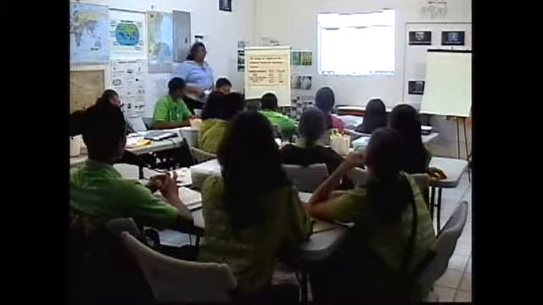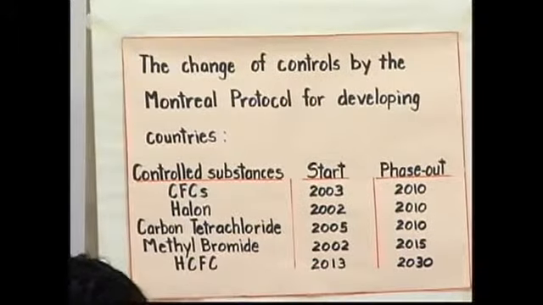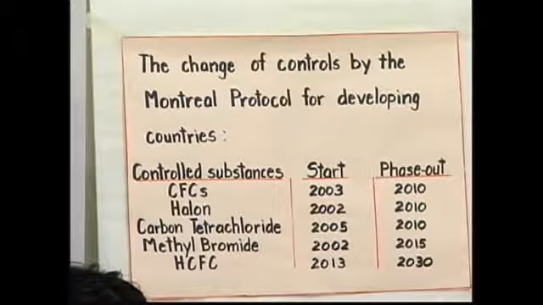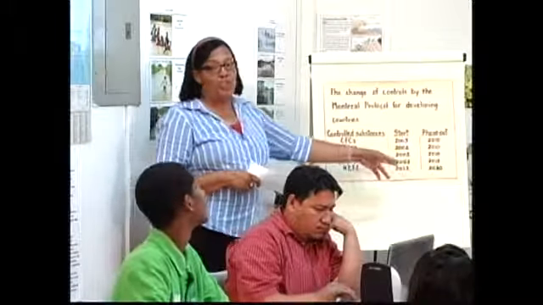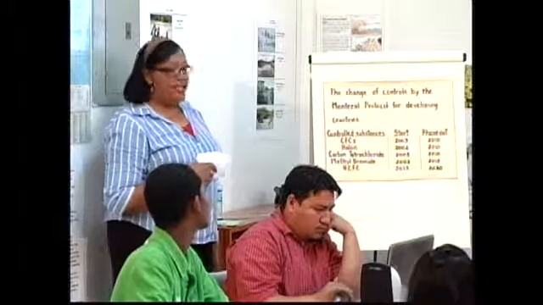CFCs were going to start in the developing countries, which includes Belize, in 2003. And they were supposed to be phased out by 2010. So if we were using anything there, then by 2010 we should have been able to start to buy those products that were most CFC friendly. Halon was to be phased out by 2010. Carbon tetrachloride was supposed to be phased out by 2010. Methyl bromide is supposed to be phased out by 2015.